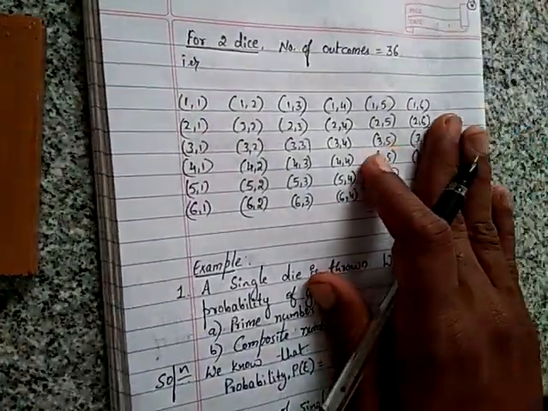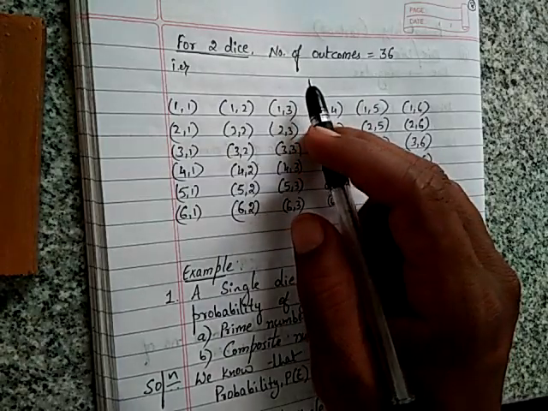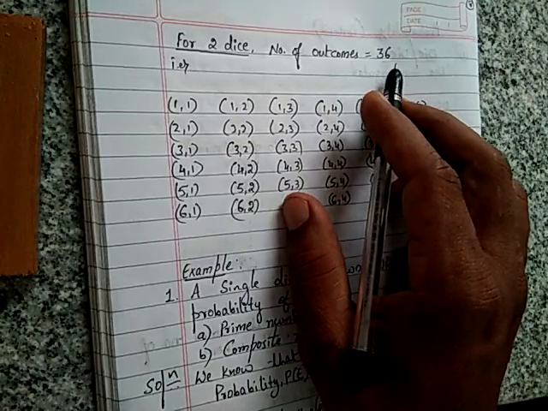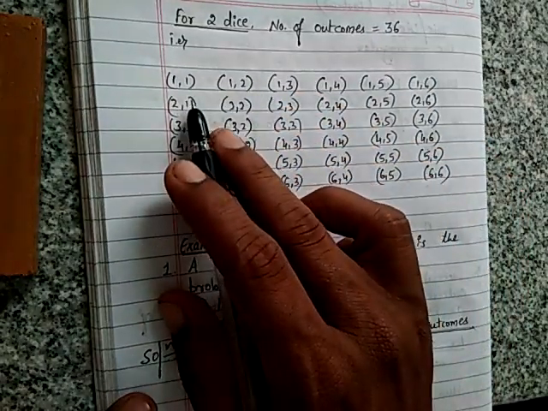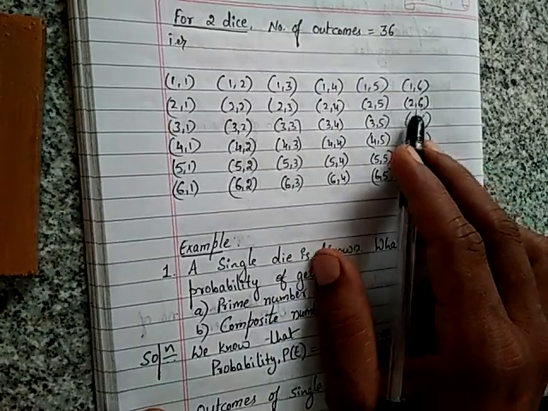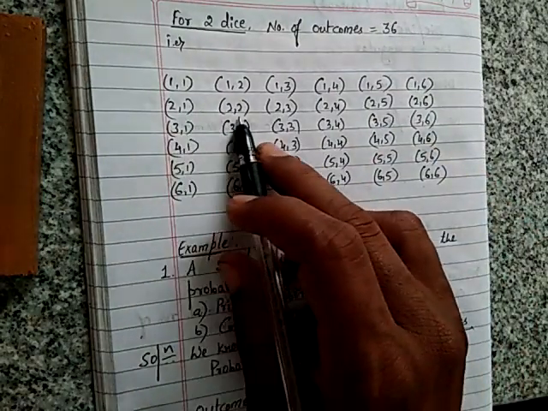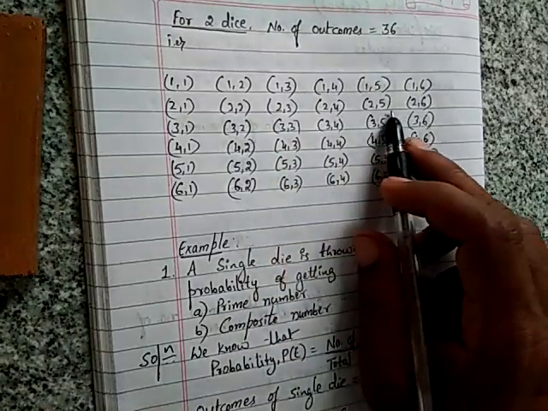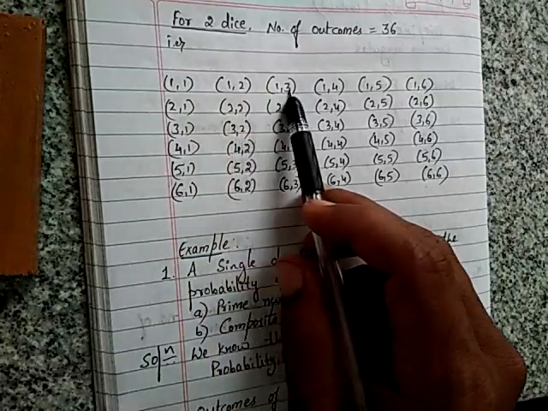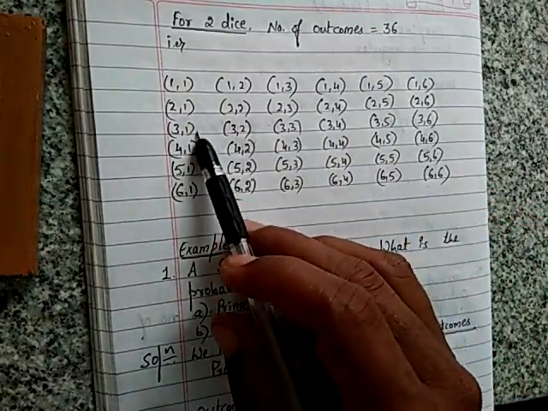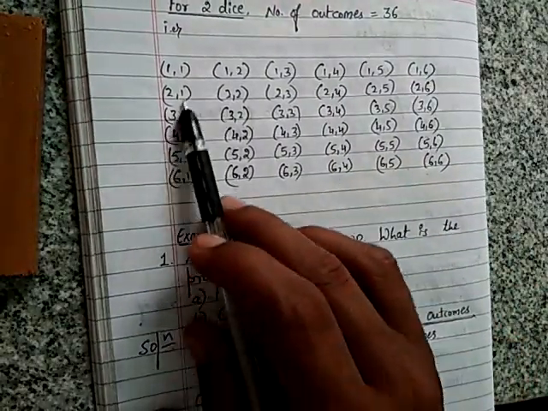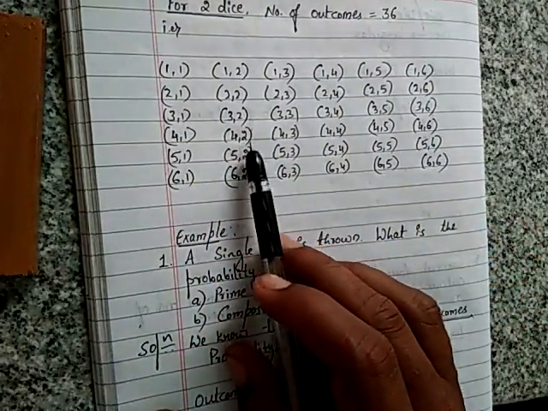Now for 2 die or 2 dice, the total number of outcomes will be 36. I have written here 1,1; 1,2; 1,3; 1,4; 1,5; 1,6 and so on. I have written here 2,1; 2,2; 2,3; 2,4; 2,5; 2,6. So these are all the 36 outcomes. 1 2 3 4 5 6, 1 2 3 4 5 6. So 6 into 6, 36 outcomes are there. So you can go through this. This is very important.